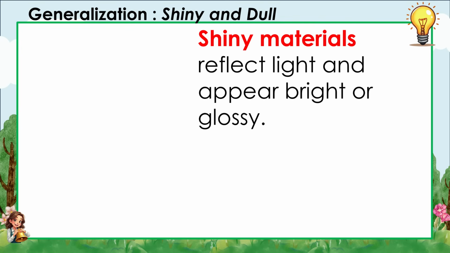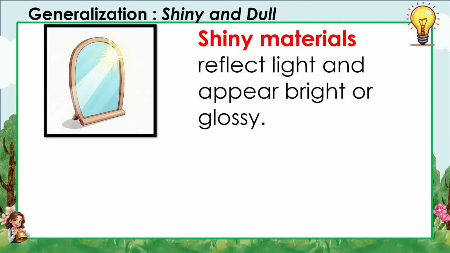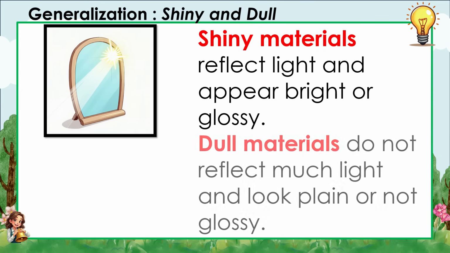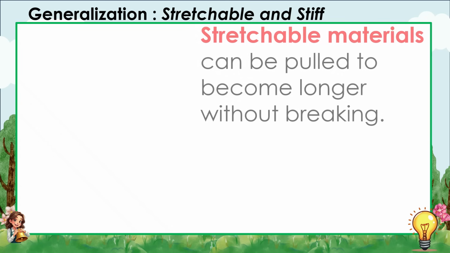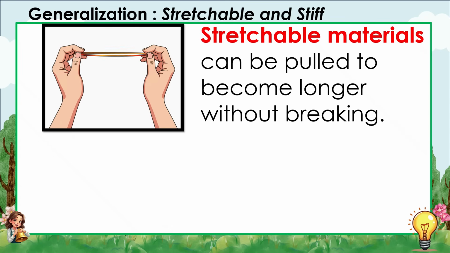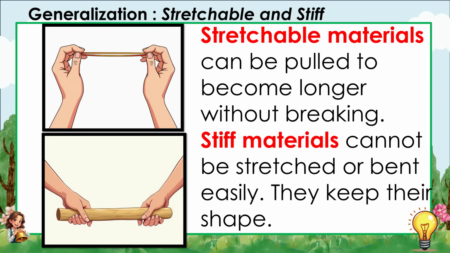Shiny and dull. Shiny materials reflect light and appear bright or glossy. Dull materials do not reflect much light and look plain or not glossy. Stretchable and stiff. Stretchable materials can be pulled to become longer without breaking. Stiff materials cannot be stretched or bent easily. They keep their shape.